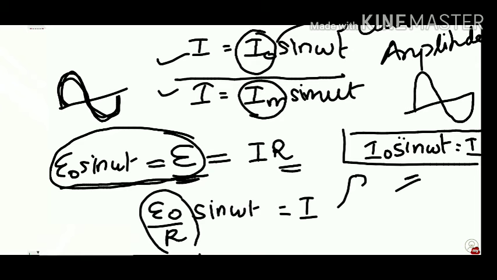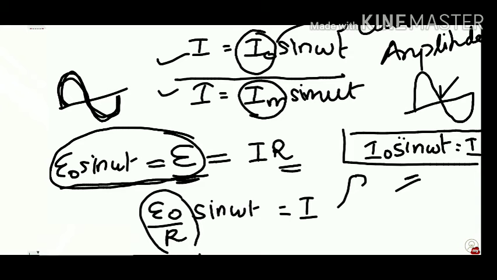That is, if alternating voltage is applied in a circuit which has only a resistor, then the current flowing through that circuit will also be alternating current. It will also be alternating in nature. It's something very simple which you know by yourself, so we are just explaining it in a mathematical way.